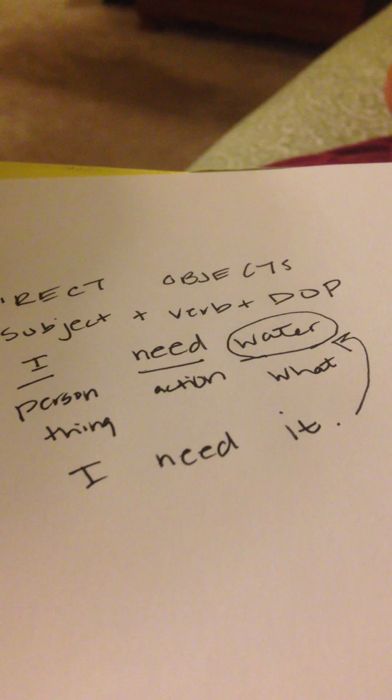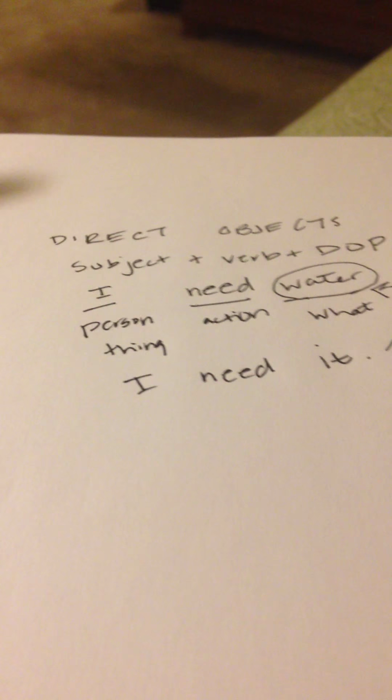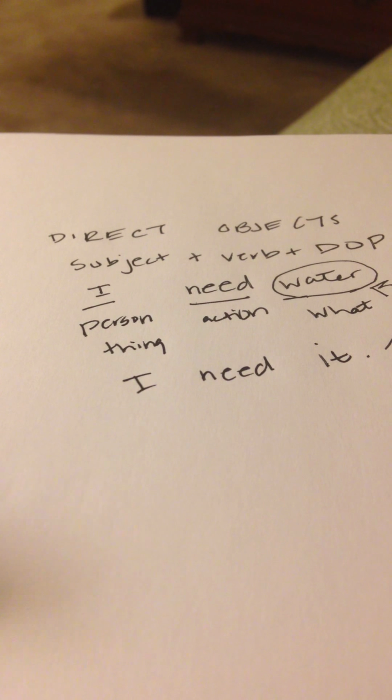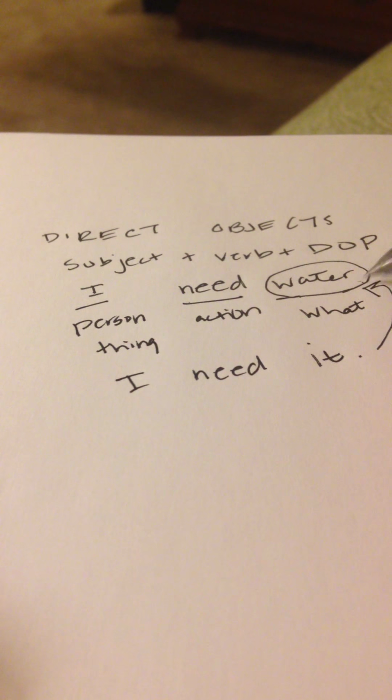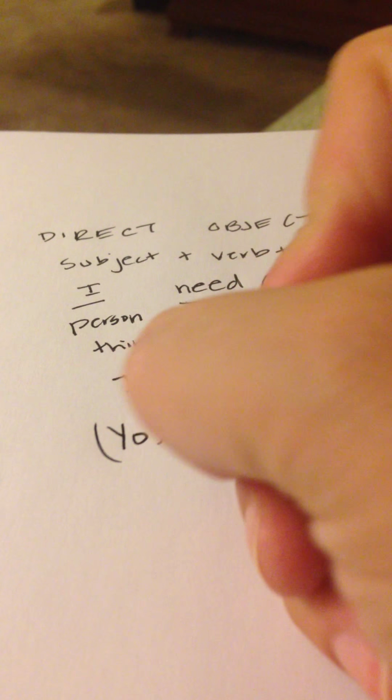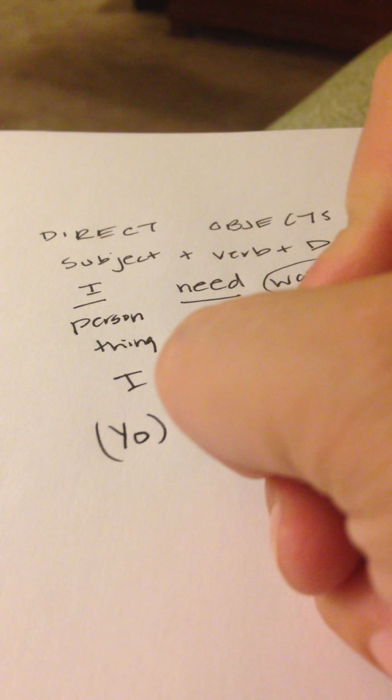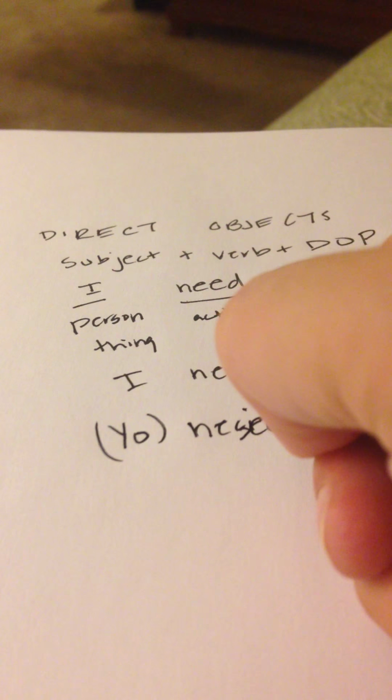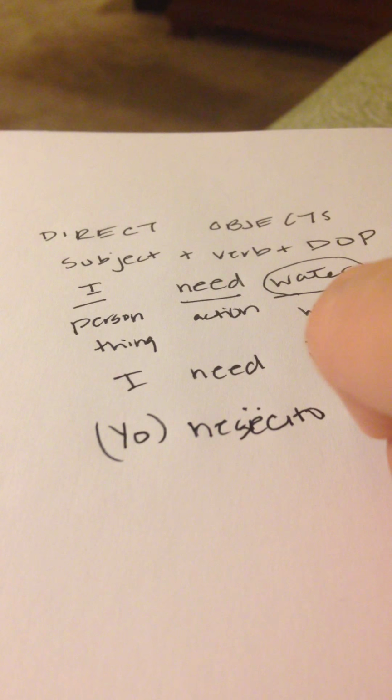Pretty easy concept. It gets a little complicated because we're in Spanish, and we don't always know what every word means, so it's hard to find the what of the sentence. So for example, if I were to translate this, I would say yo, right? We don't need the yo, but why not? Yo necesito el agua.